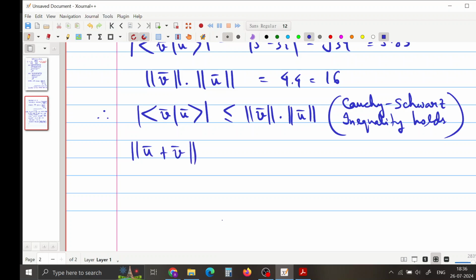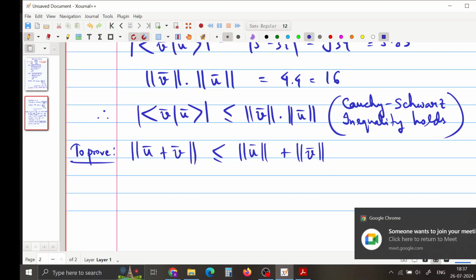So basically the task is to show that this norm is less than or equal to the sum of these two norms. This is the actual statement of the triangle inequality.